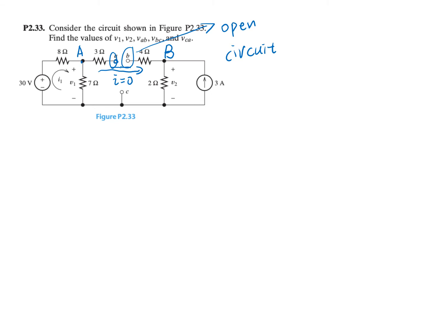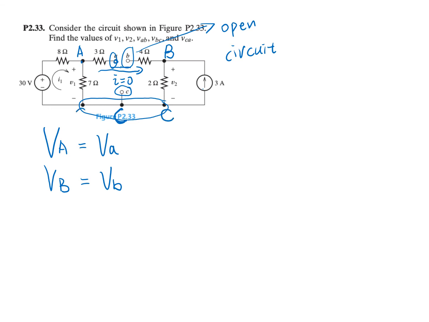So what it means here is that capital VA is exactly the same as little va, and capital VB is exactly the same as little vb. And for point C, because this is a wire with no element, this is also C, and this is also C. That's the same node. Okay, so let's get started and try a few questions.